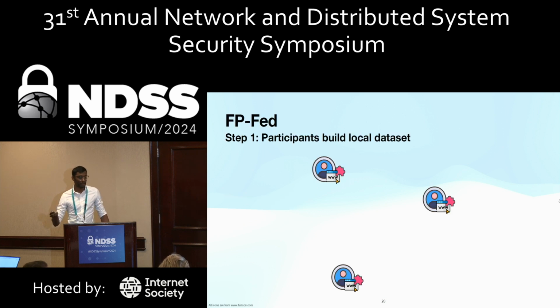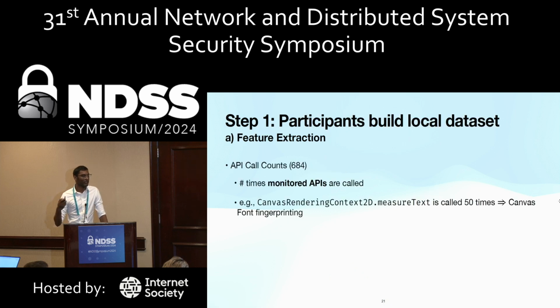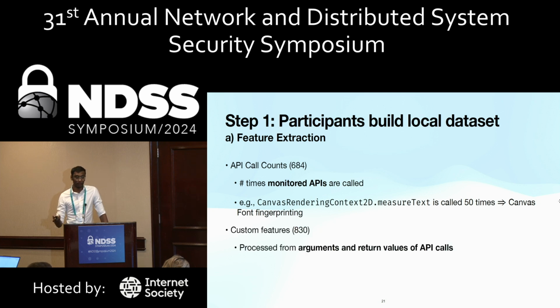In our system, first, each user will install an instrumented browser which collects the scripts that are loaded by each website that they visit. Next, we extract a set of features from these scripts. Firstly, we collect the number of times each monitored API is called. This is because, for example, if the measure text API is called many, many times by a script, this is often indicative of fingerprinting behavior. On top of this, we also collect a set of custom features which are post-processed from the arguments and return values of the API calls. In total, we collect a total of 1,500 features.